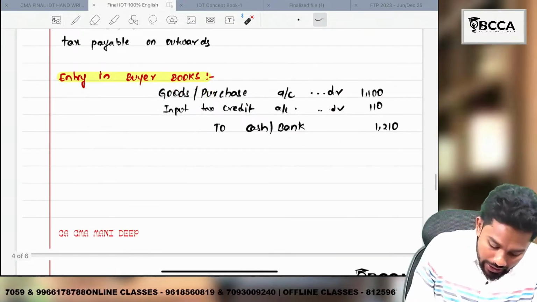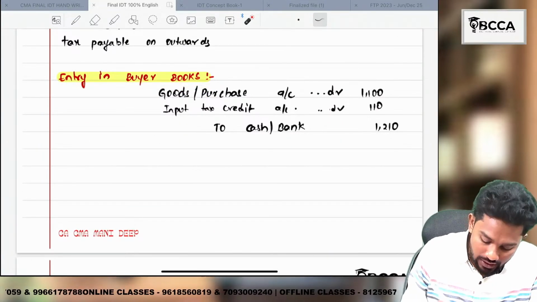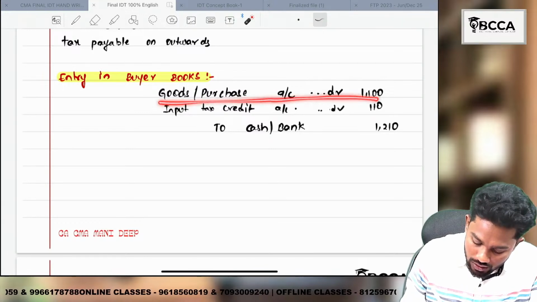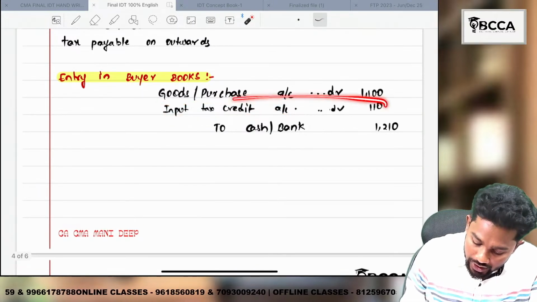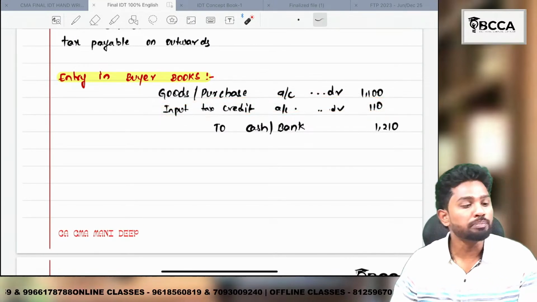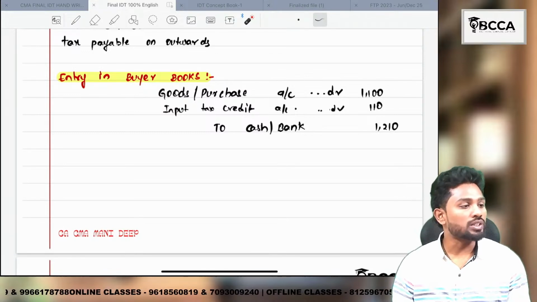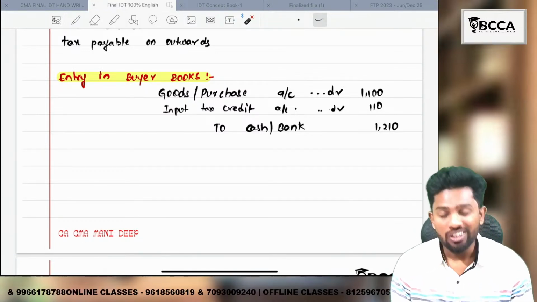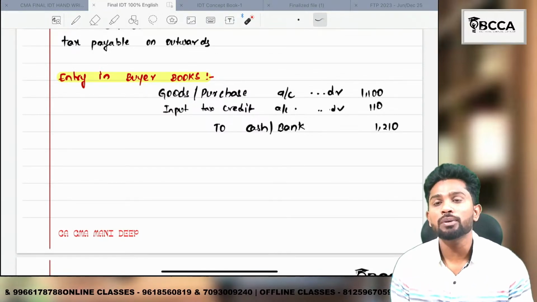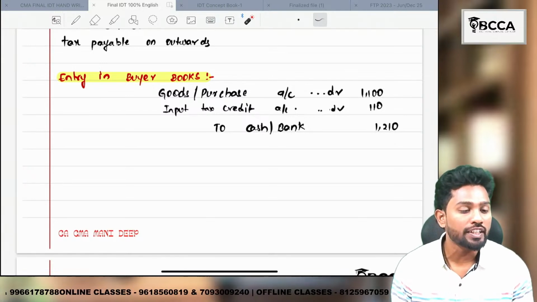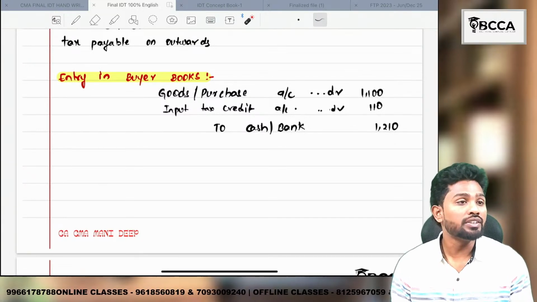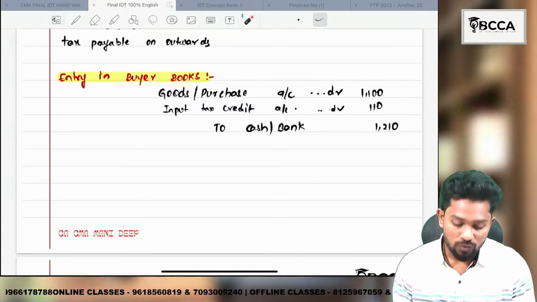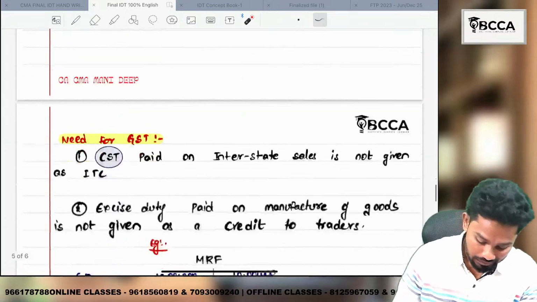Next, the entry in the buyer's books. What is the entry, sir? Goods purchase account, ITC account. Why are we debiting input tax credit, sir? Because input tax credit is an asset to us. With input tax credit, we can adjust the tax payable on our outward supply. It reduces our future cash outflow, so it is an asset.